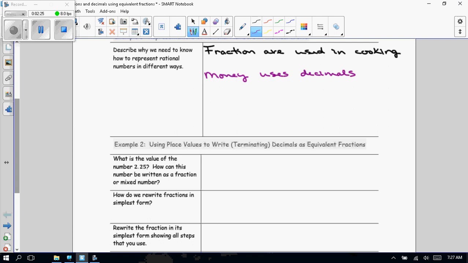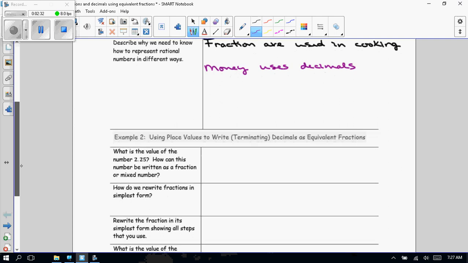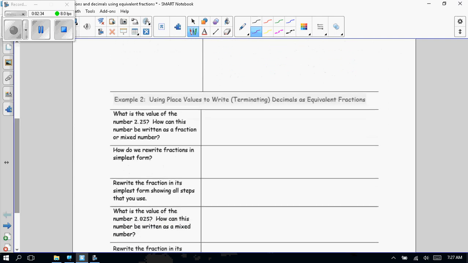All right, so example 2, using place values to write terminating decimals as equivalent fractions. I know lots of students struggle with knowing their place value. You might know your tenths and your hundredths, but when it gets much past that, it starts to become a struggle. So I'm going to show you my shortcut. I had a student show this to me years and years ago, and I went, oh, that's an awesome way, and so now I teach it.